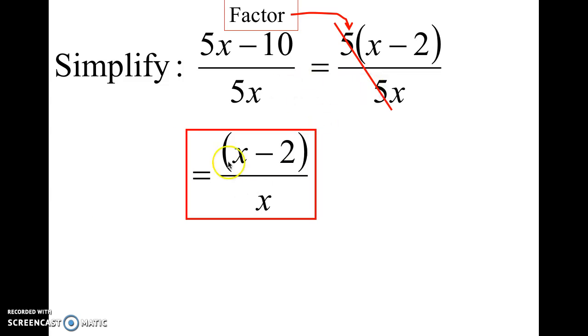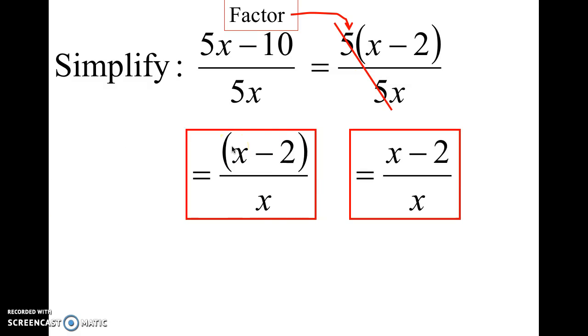So, I cannot cancel again. I cannot cancel x and x here since x is a term of the numerator. This one is a factor of the denominator, but the other one is a term. So, I cannot cancel both. So, that would be our final answer: x minus 2 all over x.